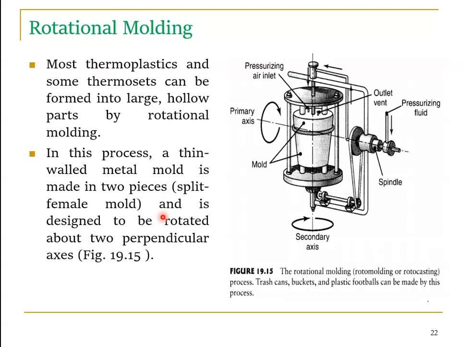In this process, a thin-walled metal mold is made in two pieces. So here this is a metal mold. It is made of two pieces, right? It is designed to rotate about two perpendicular axes. So this is the primary axis, and the other one is the secondary axis.